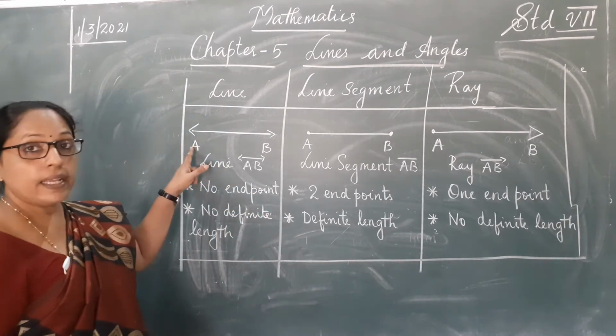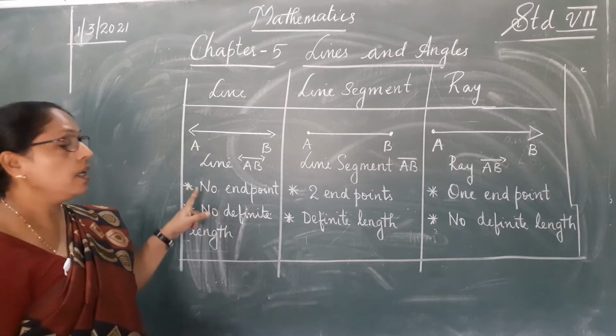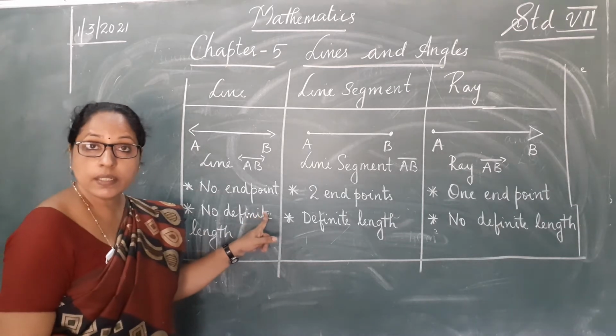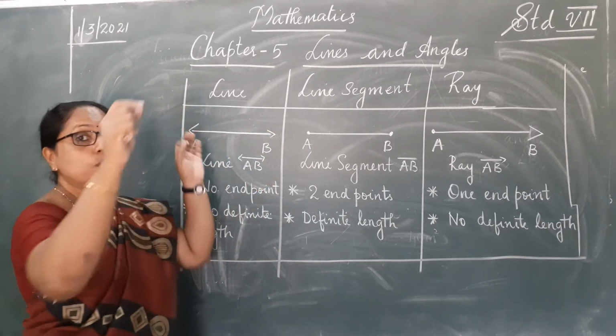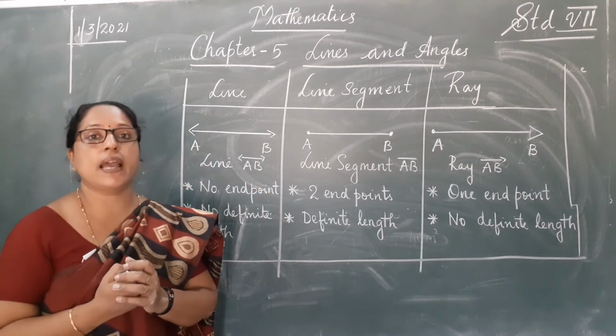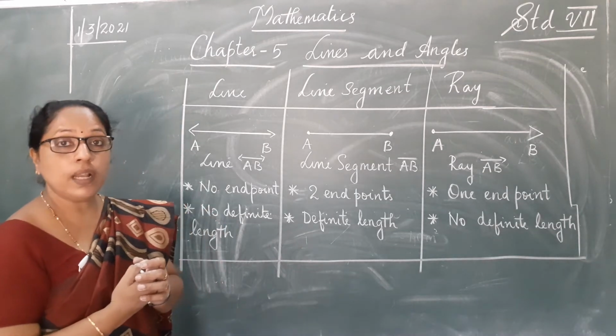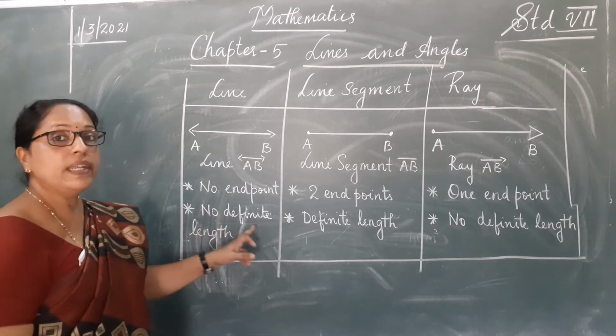Okay, so what is a line? It has two properties. It has no end point. No end point means both sides what should be marked? Yes, arrows should be marked. That's called a line. And it has no definite length.